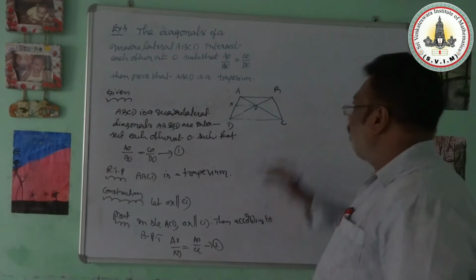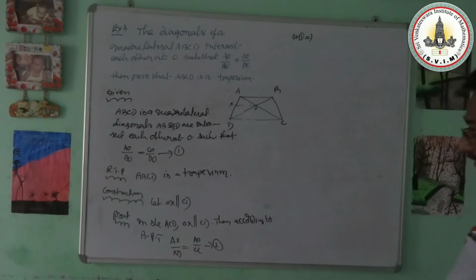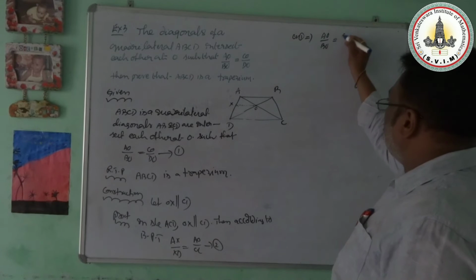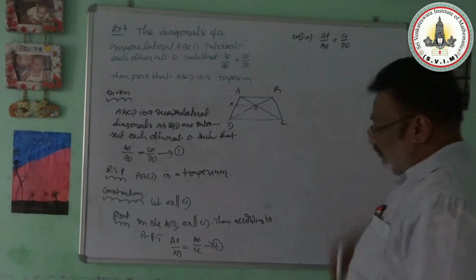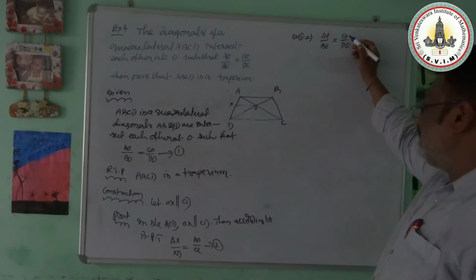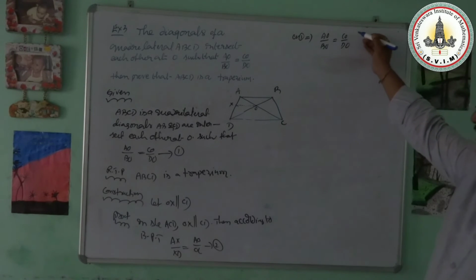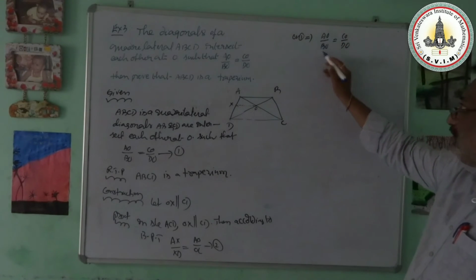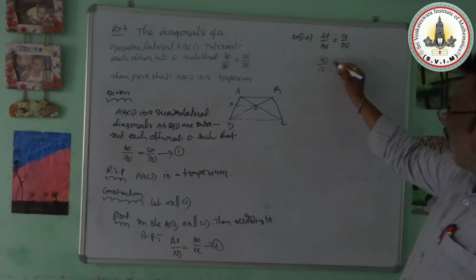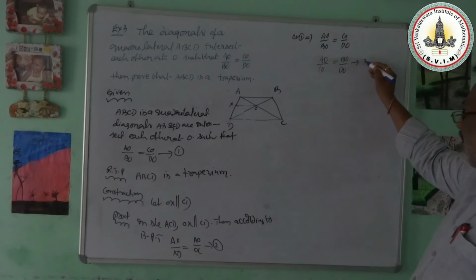Now, equation 1 is AO by BO is equal to CO by DO. Here I am sending this BO to the other side of the equality symbol, then that BO will come to this place. And this CO I am sending to the other side of the equality symbol, that CO will come to this place. If you do it that way, AO by CO is equal to BO by DO. This equation I am taking as 3.